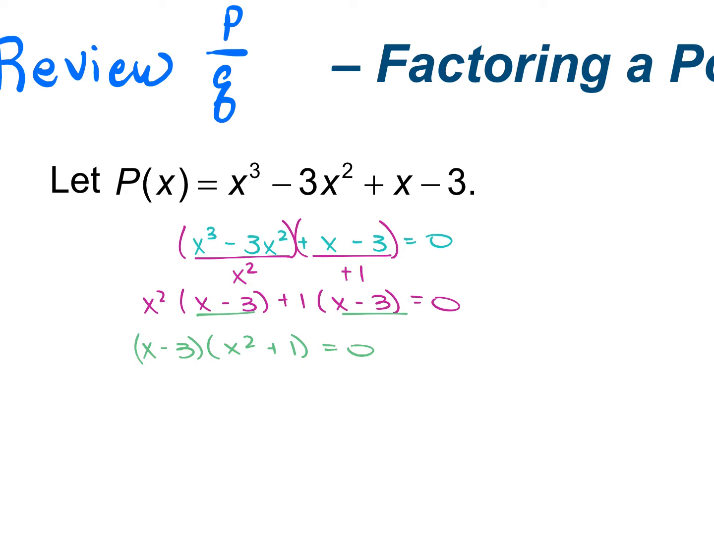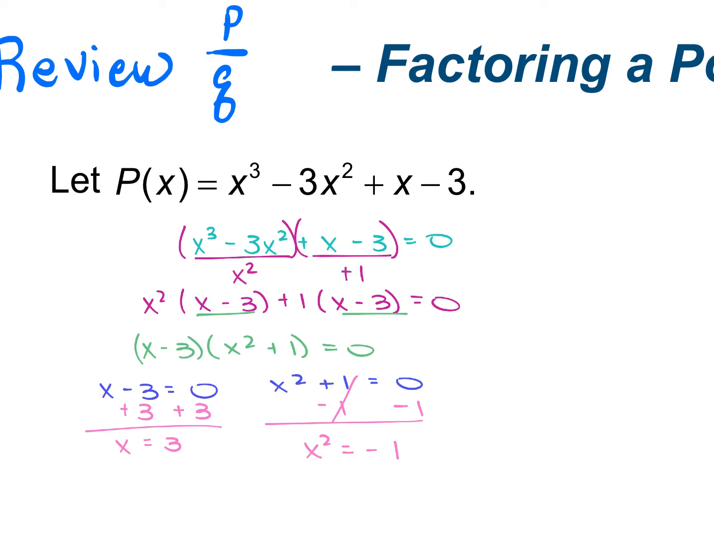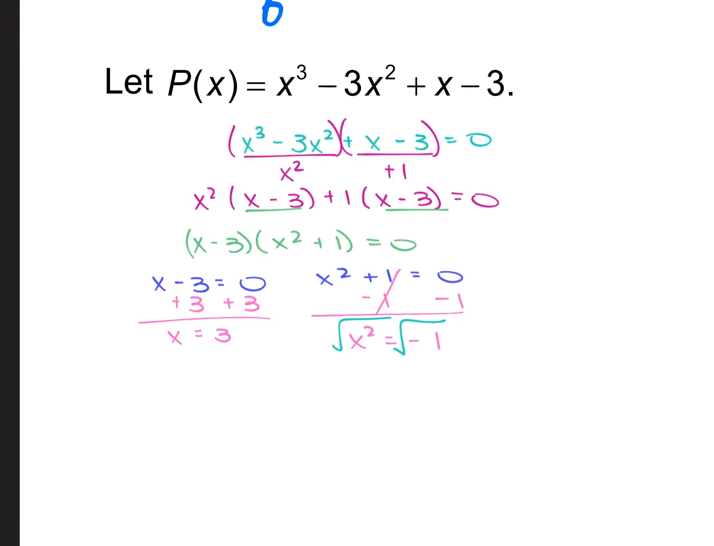That x squared plus 1 cannot be factored because it's a +1, not a -1, so it's not a difference of squares. So from here, set each of these equal to 0, so x minus 3 is equal to 0, x squared plus 1 is equal to 0. And then you're just solving. So the x minus 3, move the 3 over by adding it to both sides, and you get that x is 3. For the 1, move the 1 over by subtracting it from both sides, you get x squared is equal to -1. From there, take the square root of both sides. The square root of a -1 is i, so x is equal to plus or minus i.